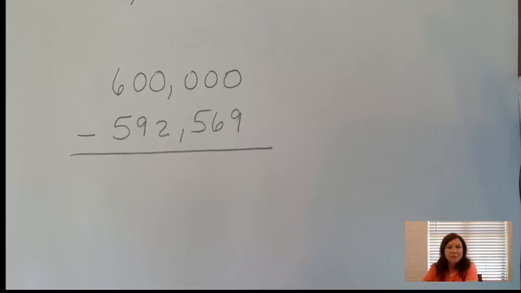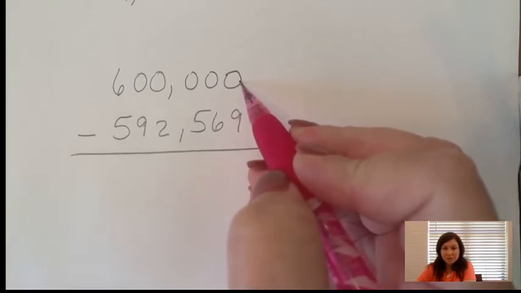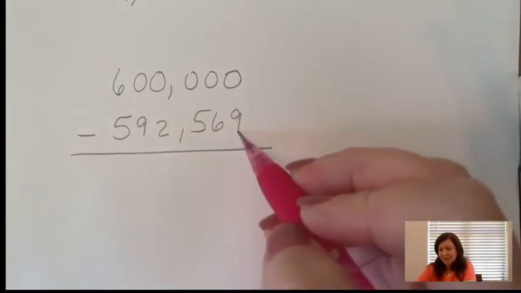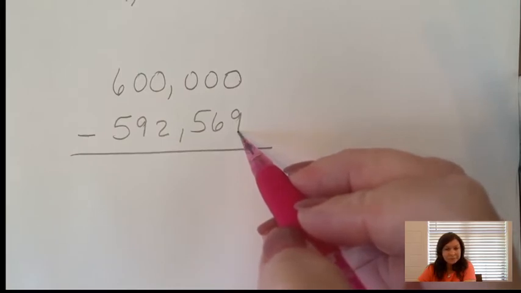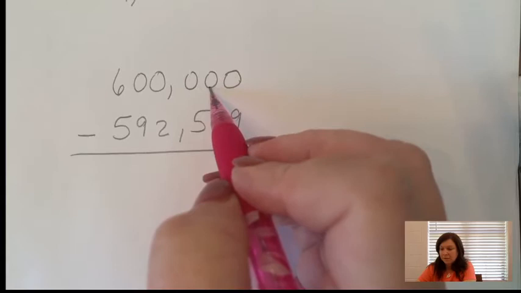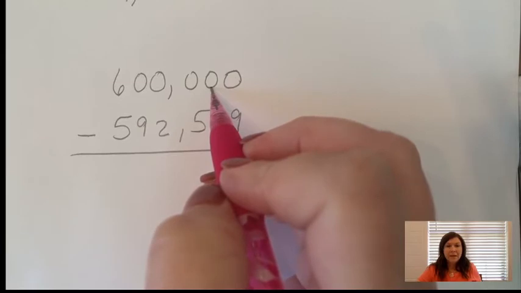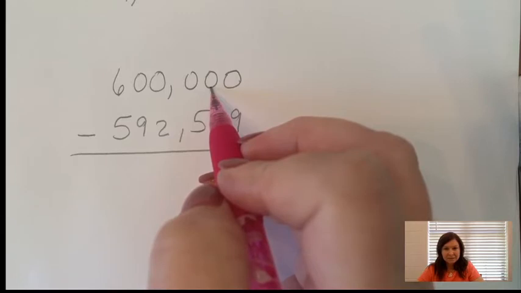So let's get started. We start with our ones column, we have 0 ones in our top number minus 9 ones. Can we do that? No, we cannot, can we? So if we go to our place value tens right next to it, and we're wanting to take one of these tens and unbundle it, can we do that? No, we can't, can we? Because there's 0 there. So we can't get any from our tens.